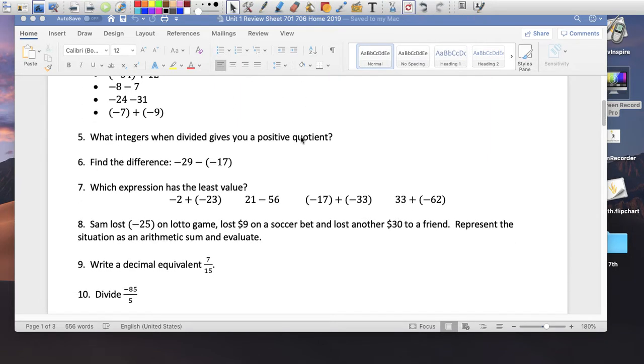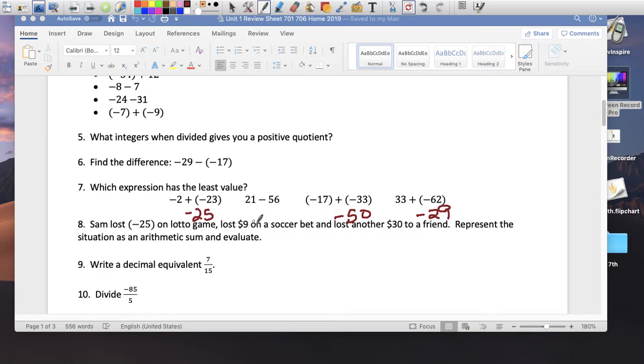Which of the expressions has the least value? So I'm going to actually have to work it out. Negative 2 plus negative 23, that's easy. They're both negatives, so it's just negative 25. Let me do the easy ones. Negative 17 plus negative 33 is negative 50, right? Our friends here, 33 plus negative 62. The negatives are going to win because they have, I believe, 29 more.